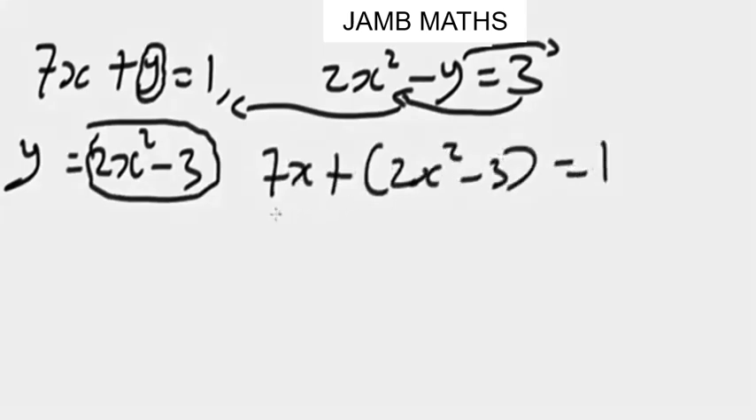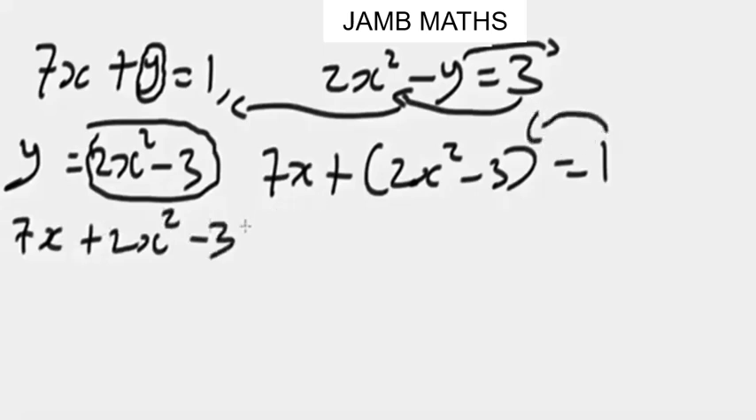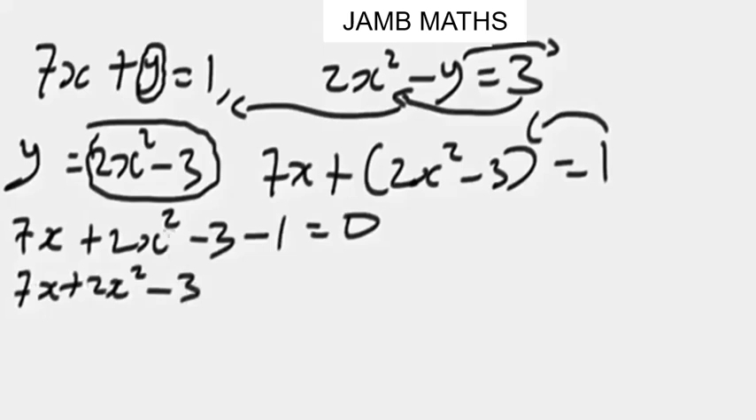Okay, so when you break this down, you're going to have 7x plus 2x squared. Okay, this is squared. Let me write it squared. So we have squared here, minus 3. This 1 crosses over the positive sign, changes to negative, minus 1 equals 0. So in this final expression with 7x plus 2x squared, minus 3 minus 1 will give us minus 4 equals 0.